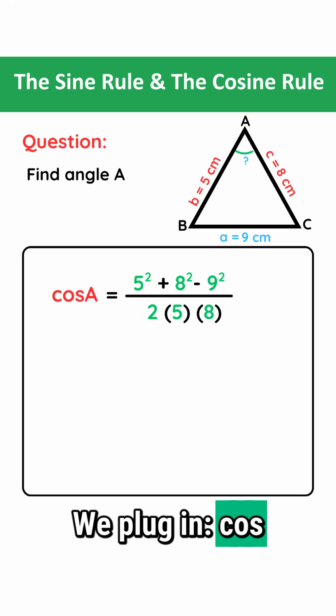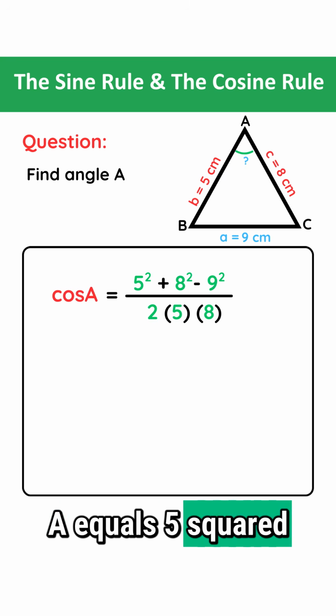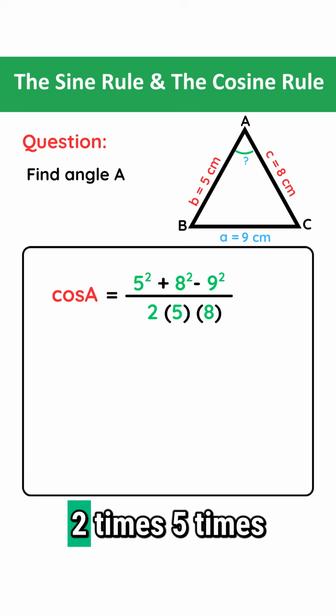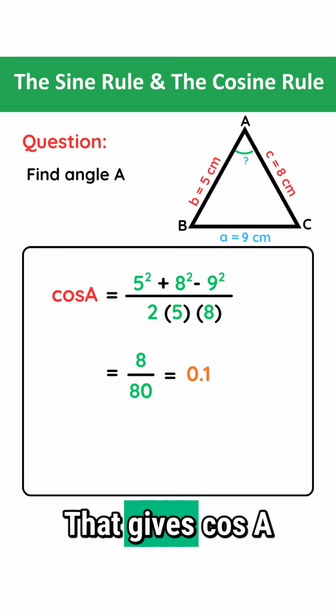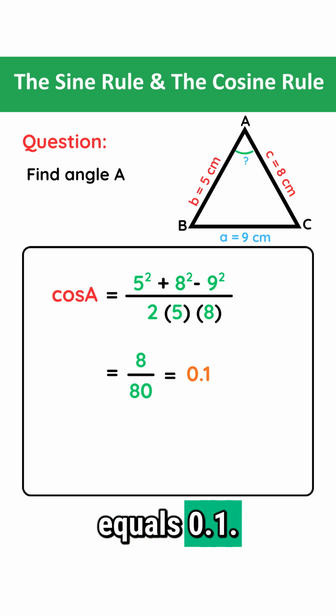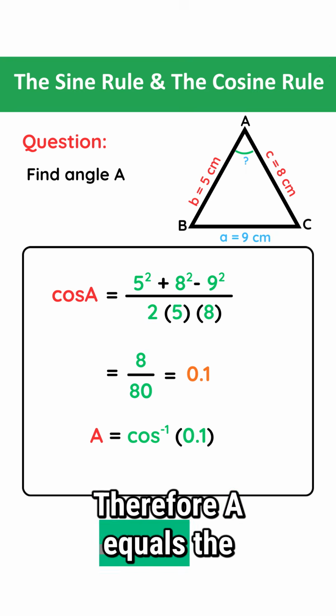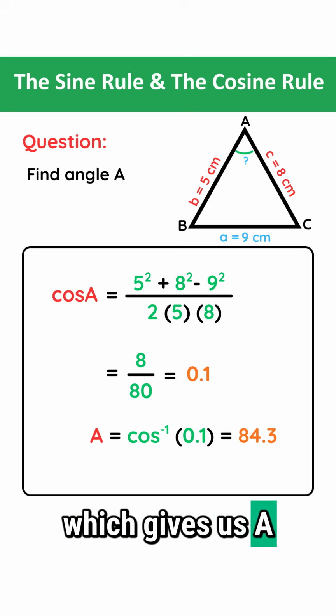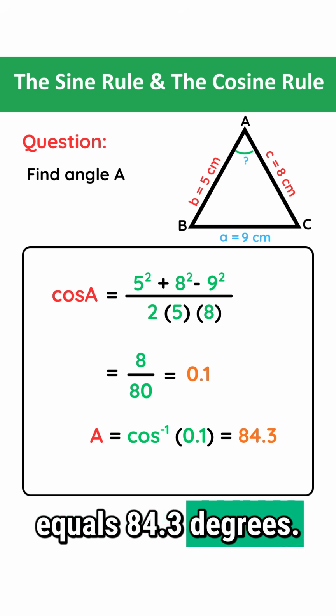We plug in. Cos A equals 5 squared plus 8 squared minus 9 squared divided by 2 times 5 times 8. That gives cos A equals 0.1. Therefore, A equals the inverse cosine of 0.1, which gives us A equals 84.3 degrees.